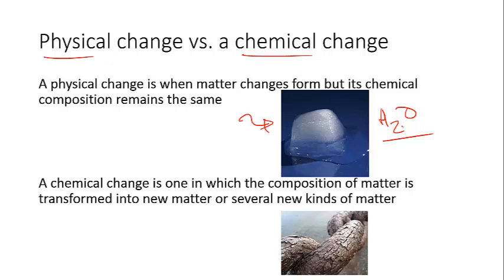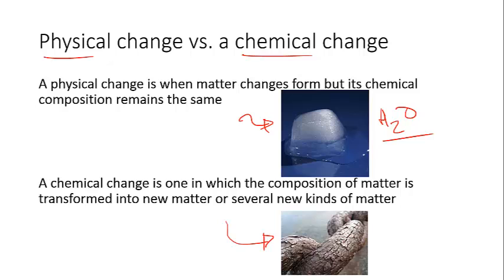Now, a chemical change is one in which the composition of matter is transformed into new matter or several new kinds of matter. A great example is when iron combines with oxygen to form rust. This is a chemical change, and this is the reason why you shouldn't leave your bike out in the rain. But rust is just something that occurs very naturally. When metals are left outside and exposed to the elements, eventually they begin to rust. And here's a great example.